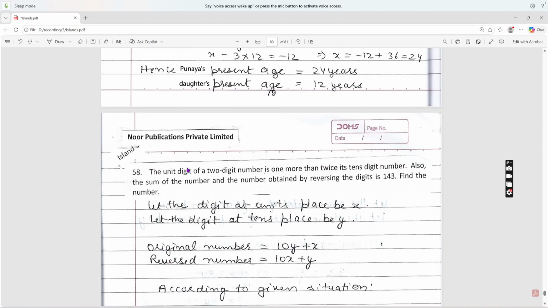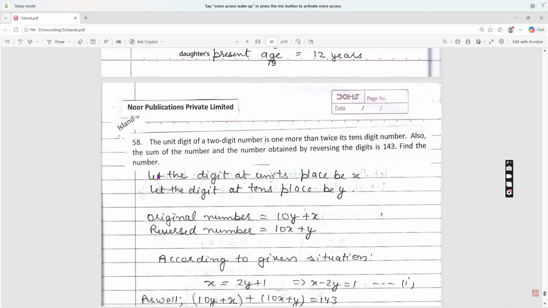Okay, next. The unit digit of a 2-digit number is one more than twice its tens digit. It is also very amazing. First of all, 4 steps which are mandatory. Let the digit at the unit place be x. Let the digit at the tens place be y. So the original number would be 10y plus x and the reverse number would be 10x plus y.